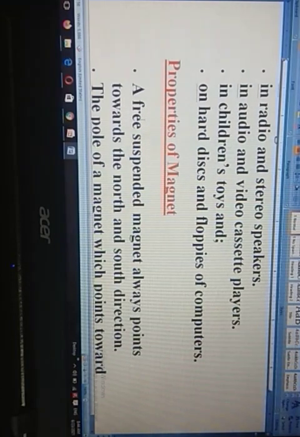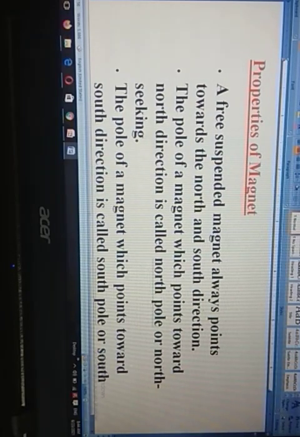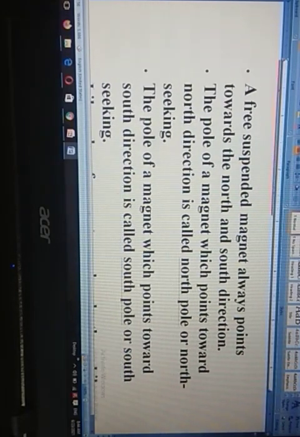Next, the properties of magnets. Magnets have the following properties. Number 1, a freely suspended magnet always points towards the north and south direction. Students, you should know that when it is suspended freely, it will always show the north and south direction. The two poles of a magnet always show the north and south direction. The pole of the magnet which points towards the north direction is called the north pole or north seeking, and the pole which points towards the south direction is known as the south pole or south seeking.